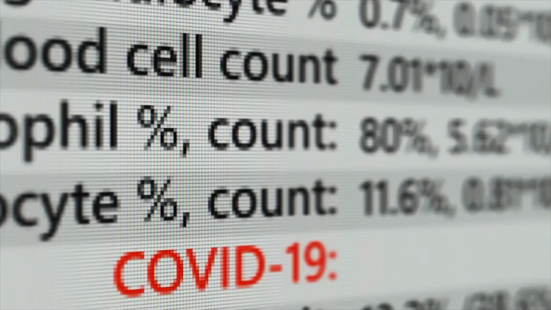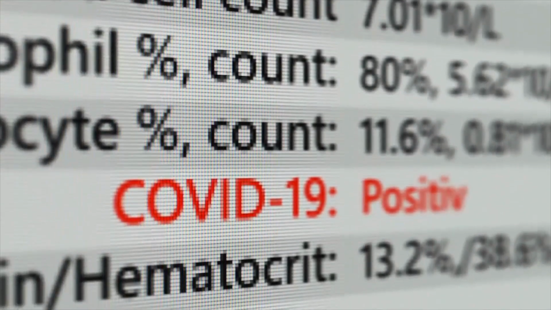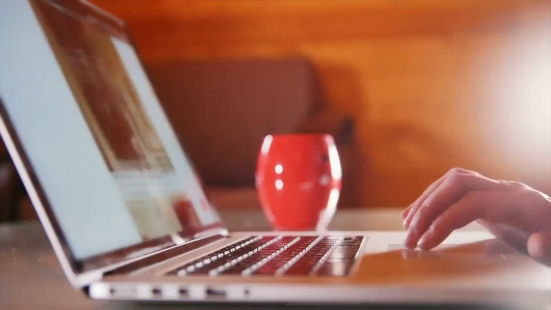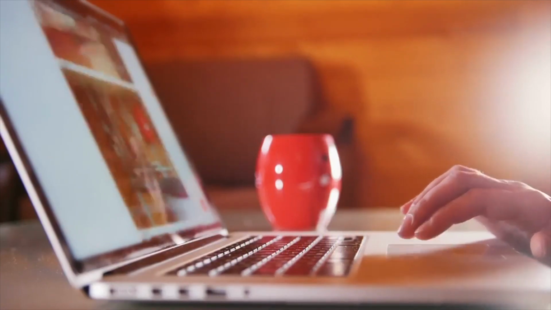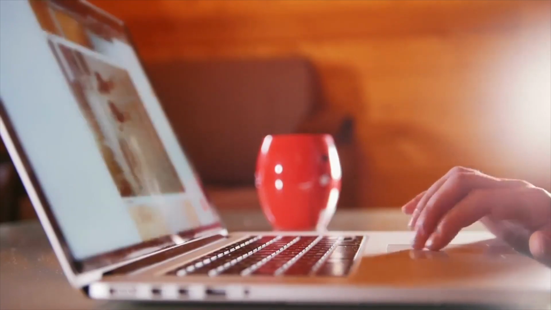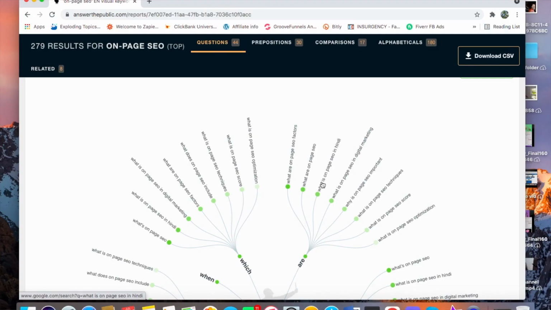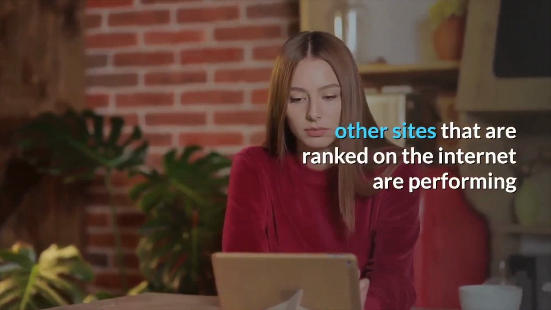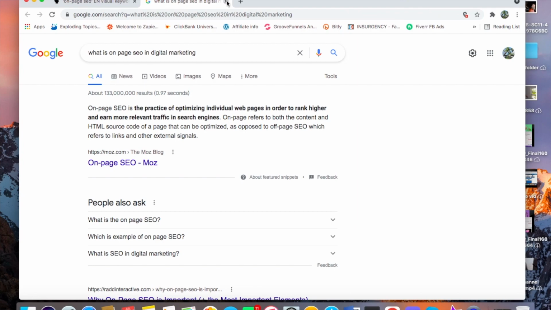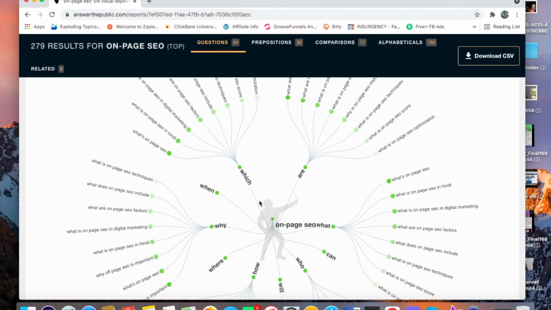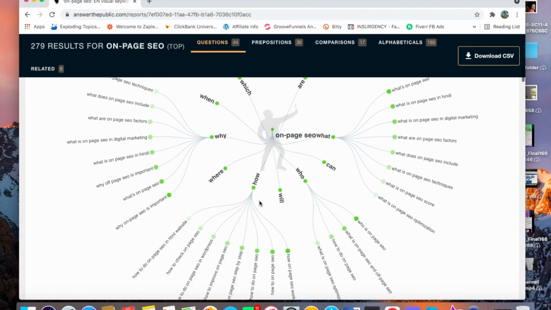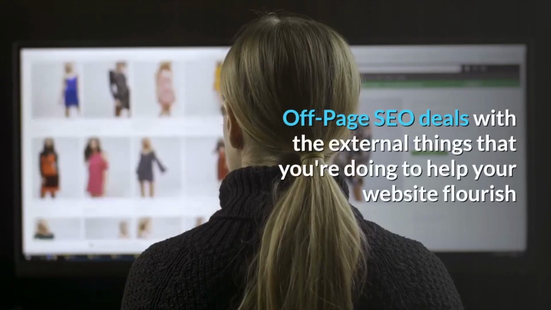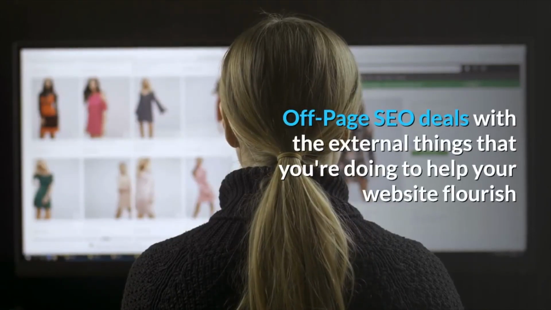Keywords are a necessity for the growth of both your on-page SEO as well as off-page SEO. And PageRank is another impactful SEO factor that all website owners alike should be considering. PageRank is basically the value or the strength that Google gives to your site in relation to how well other sites that are ranked on the internet are performing. Overall, PageRank is also influenced by what other people and what other pages are saying. Off-page SEO deals with the external things that you're doing to help your website flourish.